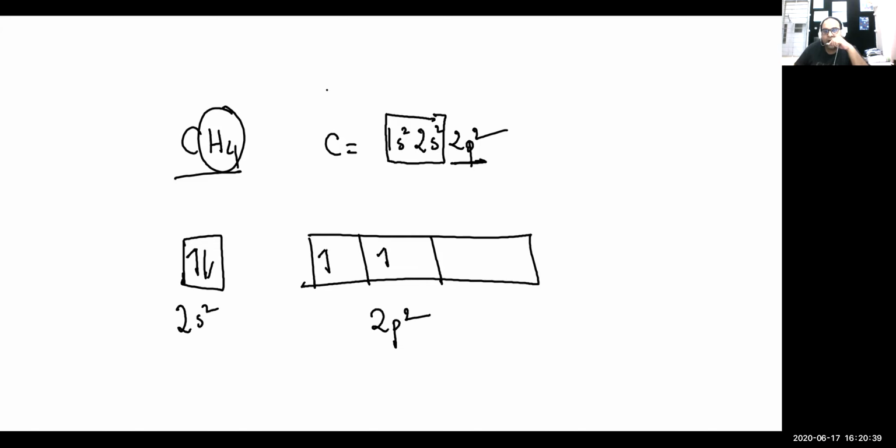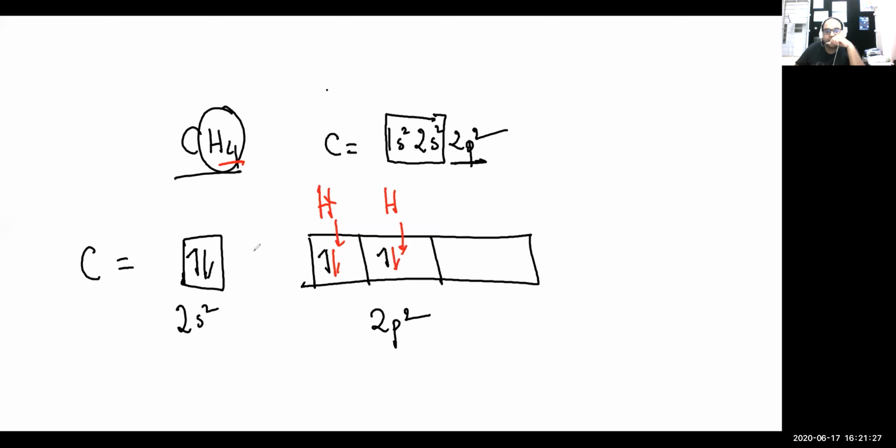Now if 4 hydrogens need to come, it has to have 4 places. This is carbon. So if hydrogen needs to come, hydrogen donates one here. But there are 4 hydrogens. Here only 2 of them are able to form covalent bonds. So what will happen to the rest of the 2 hydrogen atoms?